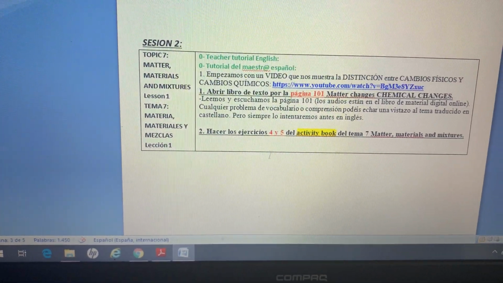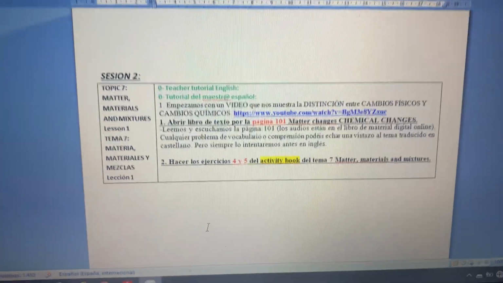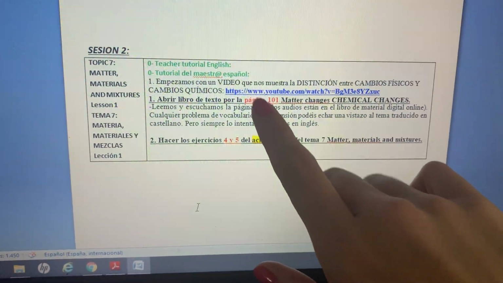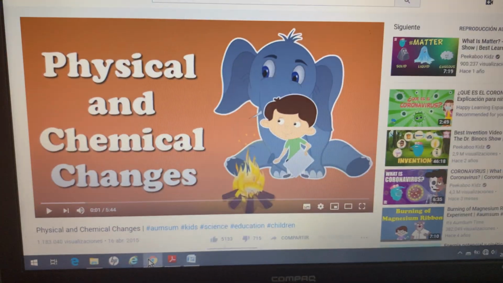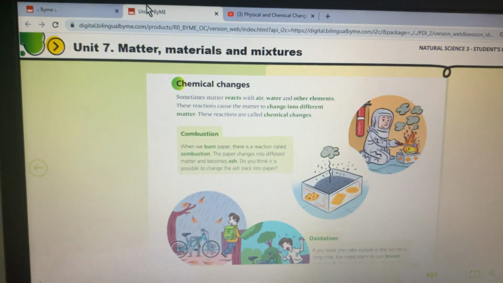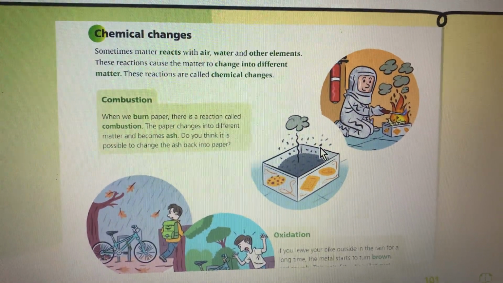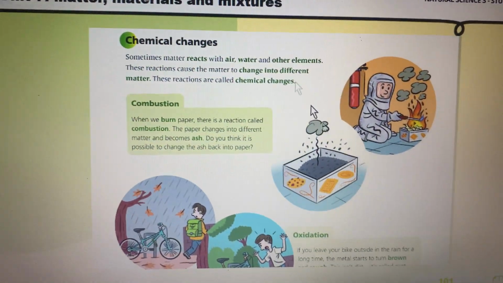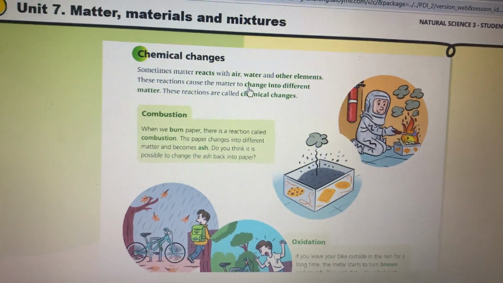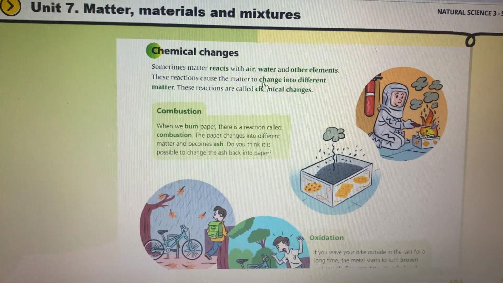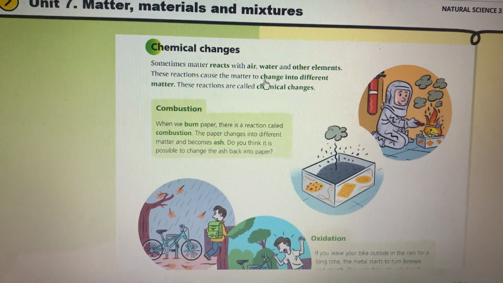The second part of the instructions for today is to open your natural science book on page 101. So this is page 101, chemical changes. I'm going to explain, but if you want to listen to it in English, you can open your online book on your computer or on your mobile phone and listen to it. Here we go, chemical changes.